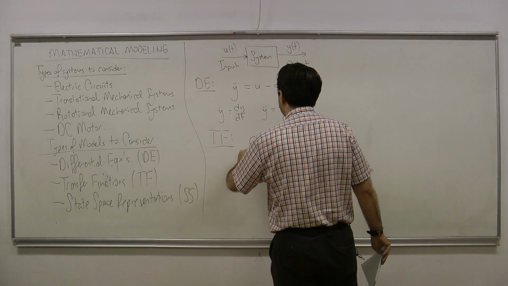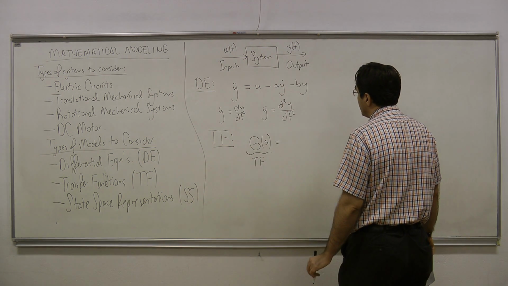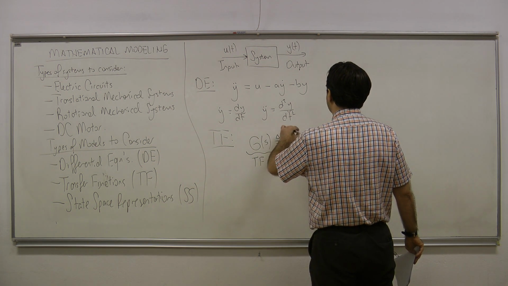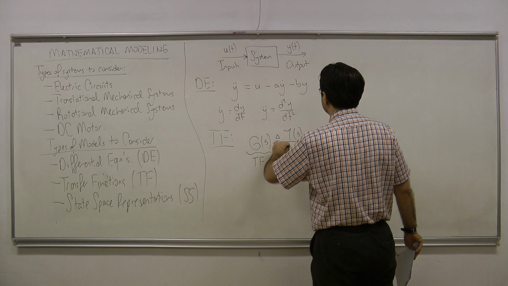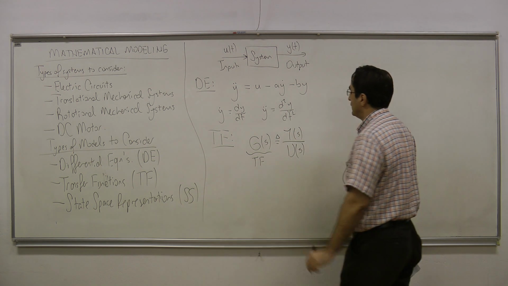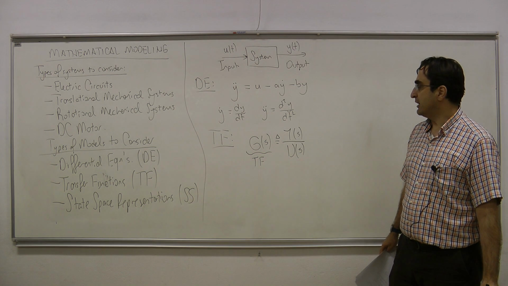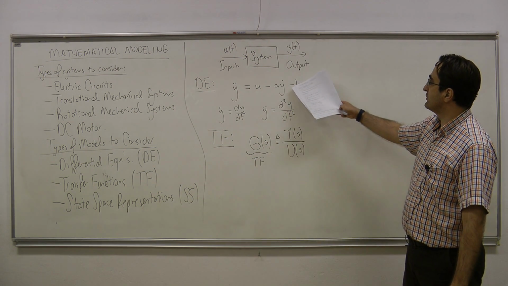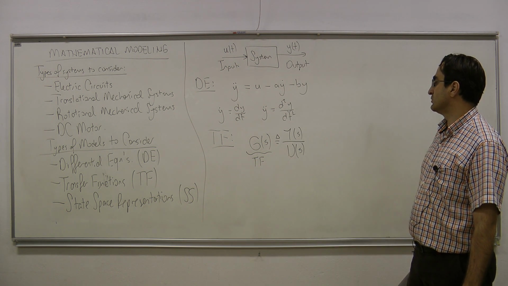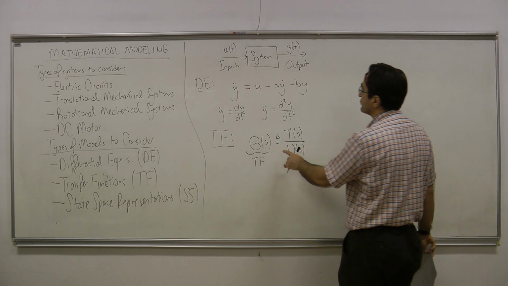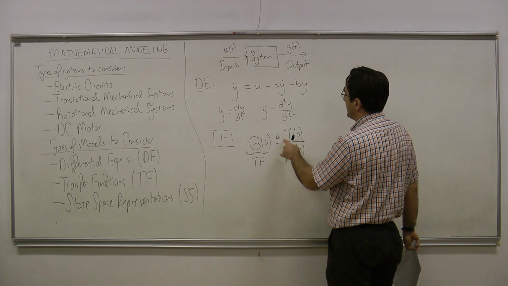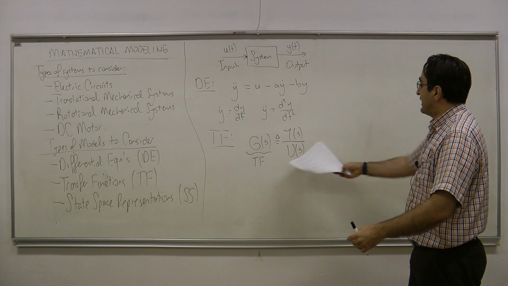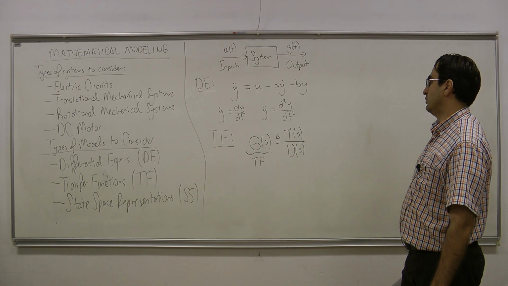So this is my transfer function, and this is going to be defined as the ratio of the Laplace transform of the output to the Laplace transform of the input. All right? So this is what we call a transfer function of a system represented by this differential equation. So we're going to be able to calculate the ratio of the Laplace transforms of the output to the input, and then that is going to be the transfer function of the system.